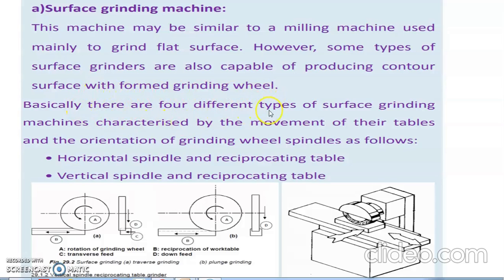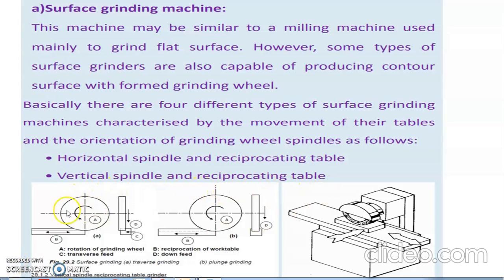Basically, there are 4 different types of surface grinding machines characterized by the movement of their tables and the orientation of grinding wheel spindle as follows. First is horizontal spindle and reciprocating table. The next is vertical spindle, reciprocating table.